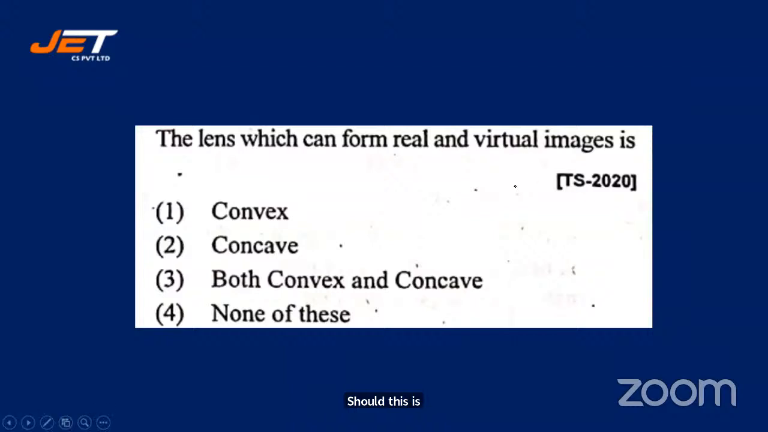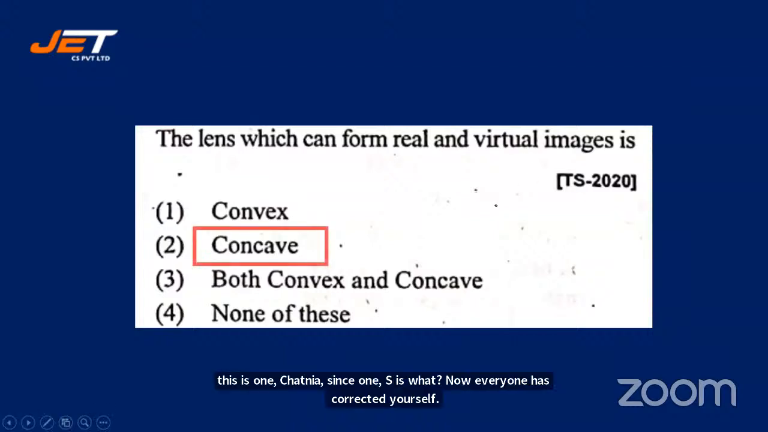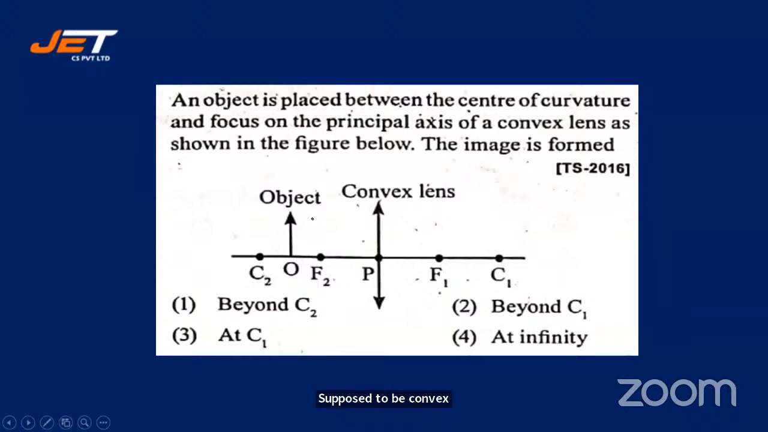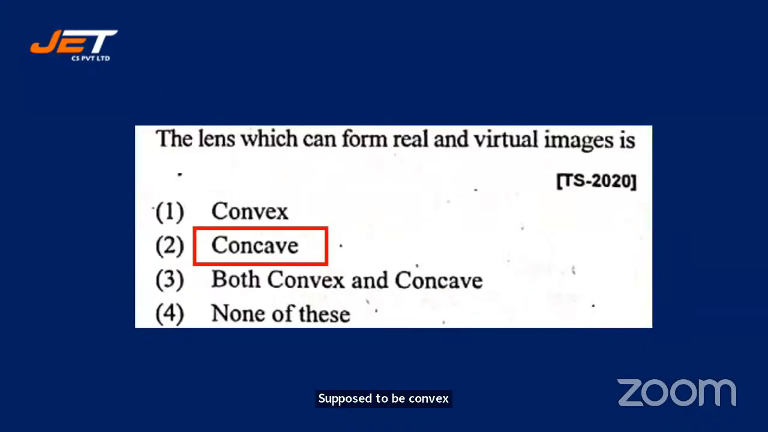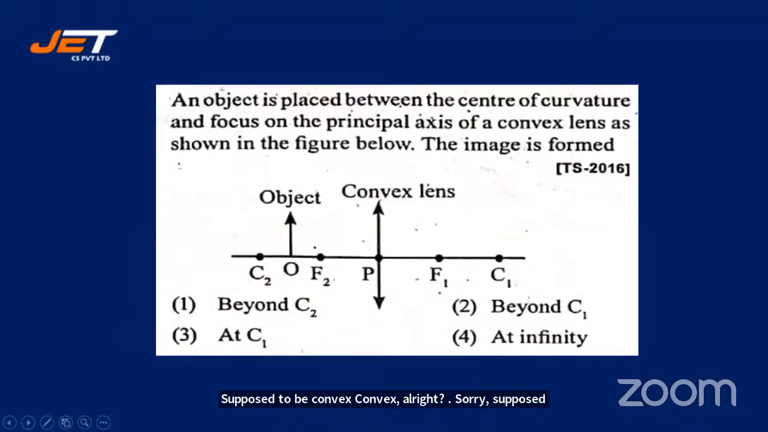Okay. Let's see. Supposed to be convex. Convex. All right, wrongly marked. Sorry. Supposed to be convex. Concave doesn't form a real image. You all are right. 1 is absolutely right.